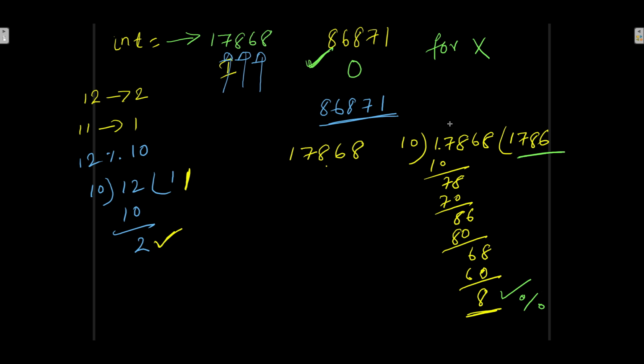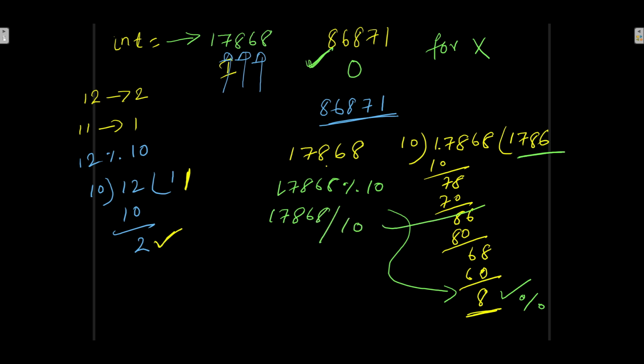So what I'm trying to say is, if you do 17868 modulus 10, you will get this output. And when you do 17868 divided by 10, you will get this output. You got it? You're clear, right? So how will you get it?